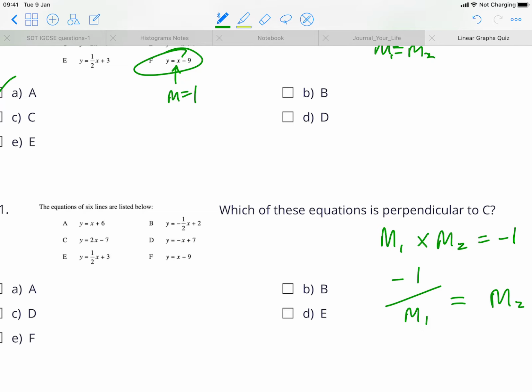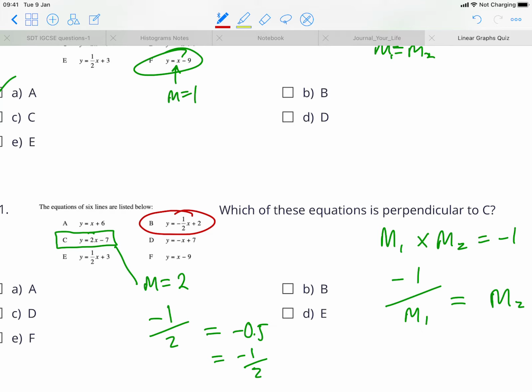So we want perpendicular to C. Here's C. For C, the gradient is 2. So negative 1 divided by 2 is negative 0.5, or negative a half. And we can see that B has a gradient of negative a half. The answer is B.